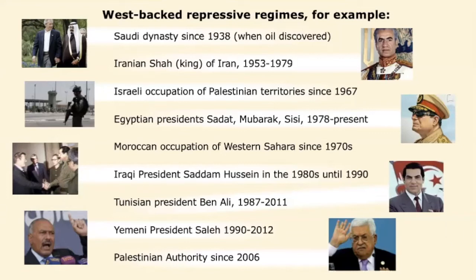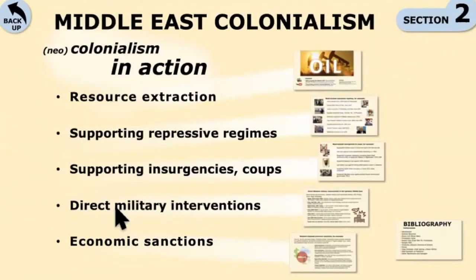The corrupt president of Tunisia, Ben Ali, was supported by the West until the Arab uprisings of 2011. The president of Yemen was supported by the West until the Arab uprisings of 2011. And the West has been supporting the increasingly corrupt Palestinian Authority in the occupied West Bank, whose democratic legitimacy ran out many years ago, yet the authority is still being supported. So resource extraction is one form of colonialism in action today, neo-colonialism. Supporting repressive governments is another form of neo-colonialism today.